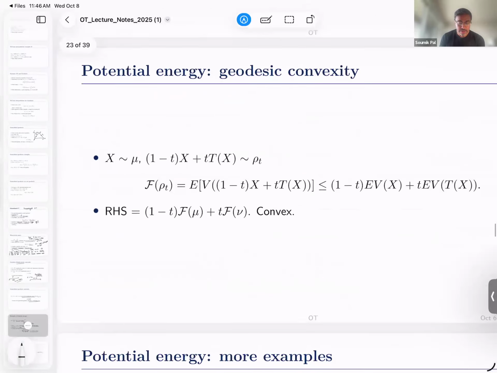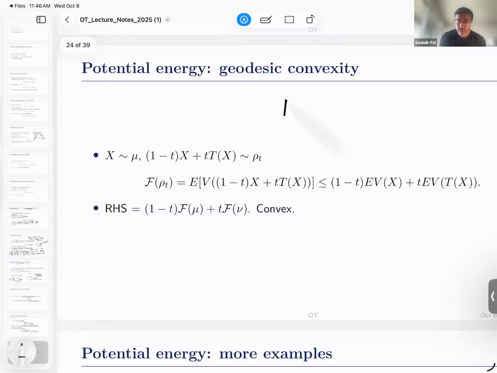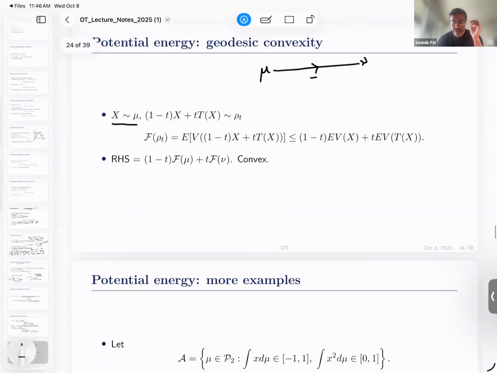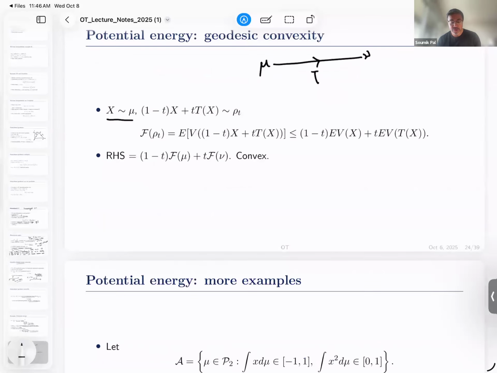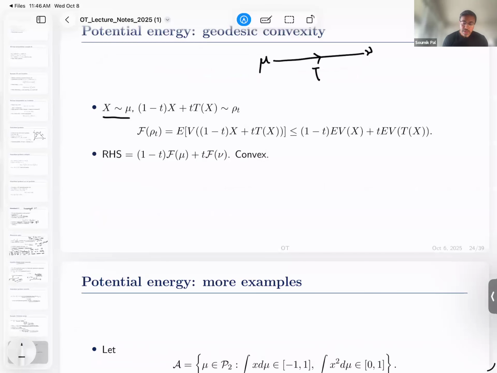So here is a one-line argument. I have mu, I have nu, and I'm drawing the geodesic between mu and nu. Take a random variable x that is sampled according to mu. Now, capital T is my Brenier map that is transporting mu to nu. Then, by definition, if I look into this random variable, which is (1 minus t)x plus t times T(x), that has distribution rho t, which is the t-th element of my McCann interpolation.